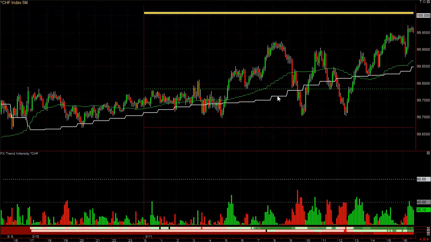Here's the Swiss. Notice, when you spot the lows and it can't break them, that's a pretty high probability place to go long when it starts to go back up.